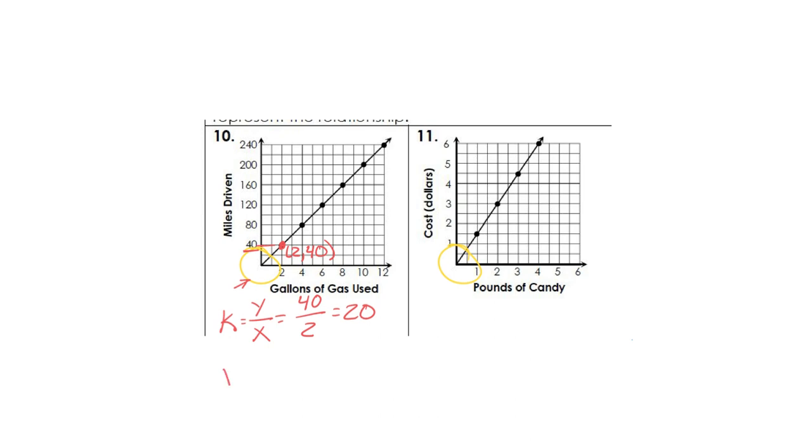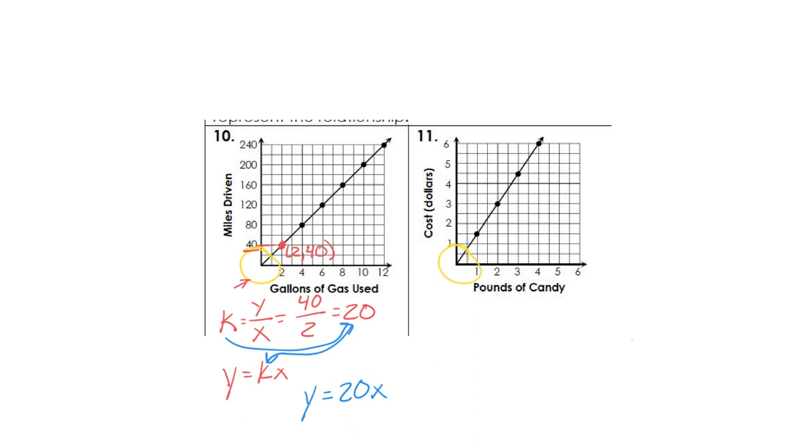Now let's write the equation. So y equals k times x. Well, I just said that k was 20, so now I take the 20 and I put it in for k. So the equation for this line is y equals 20x.